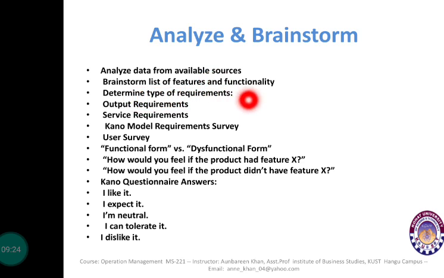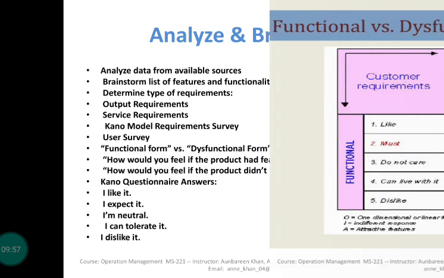Brainstorming a list of features and functionality, determine the type of requirement, output requirement, service requirement. So the Kano model requirement survey, user survey, functional form versus dysfunctional form. How would you feel if the product has feature X? How would you feel if the product did not have feature X? Kano questionnaire answers: I like it, I expect it, I am neutral, I can live with it, and I dislike it.